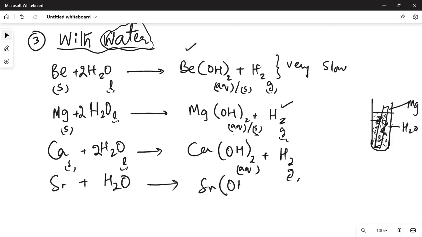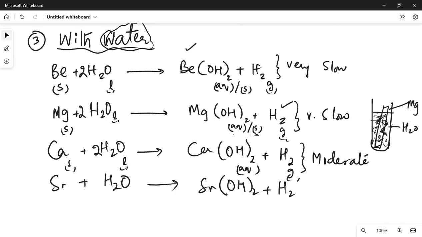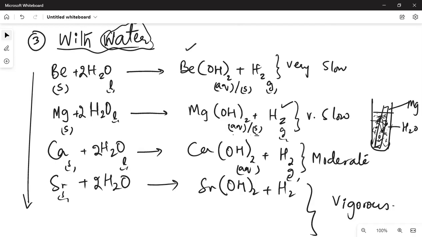अब strontium और barium का reaction water के साथ are very fast. In fact, the first two are very slow reactions. This calcium wala is relatively moderate reaction, and the last two will be very fast reactions or vigorous reactions. And this also shows that as we go down the group, the reactivity of metals with water is increasing. Or in chemical state, solid, liquid, aqueous, and gas.